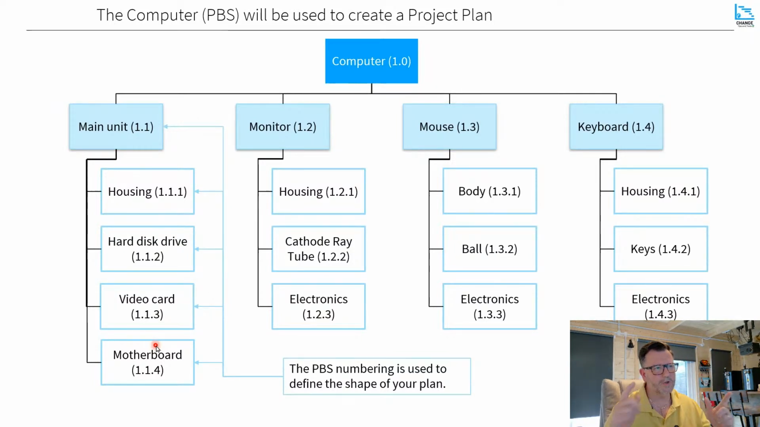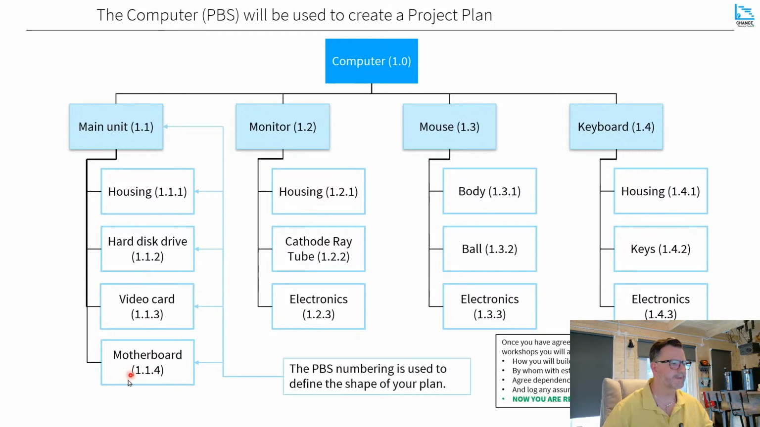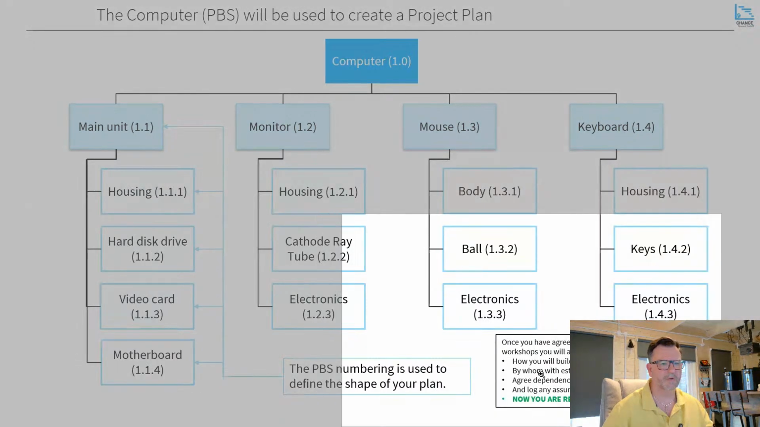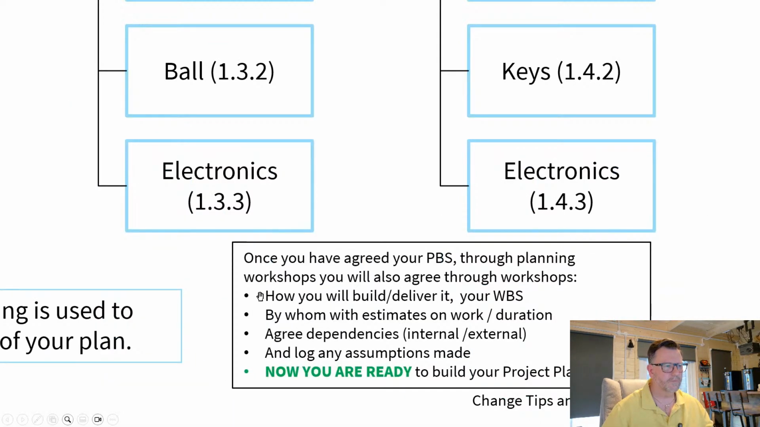But the thing is, once you've agreed what you're going to deliver, what your product breakdown structure is, through those workshops, and then you've worked out the activities that you are going to do, i.e. your work breakdown structure. In other words, you've worked out how you will build and deliver it. You've worked out who's going to do it, and they would have provided you, depending on their work-based estimates or duration-based estimates. And you will agree your dependencies, both internal and external, to your project.